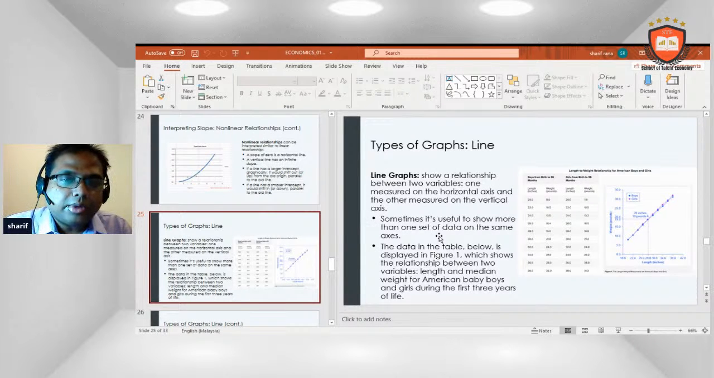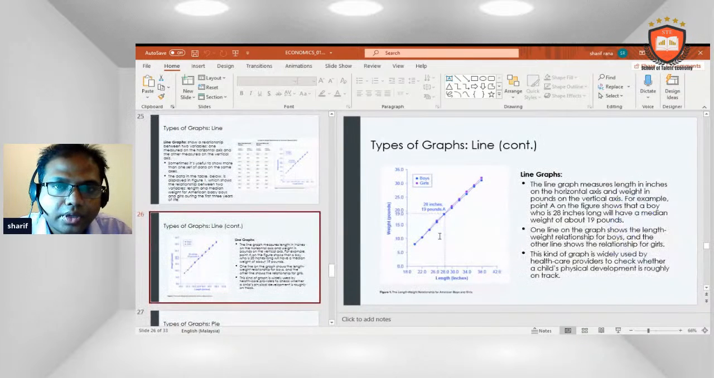The data in the table below is displayed in a figure which shows the relationship between two variables, length and median weight, for American boys and girls during the first three years of life. The line graph measures length in inches on the horizontal axis and weight in pounds on the vertical axis. For example, point A on the figure shows that a boy who is 28 inches long will have a median weight of about 19 pounds.